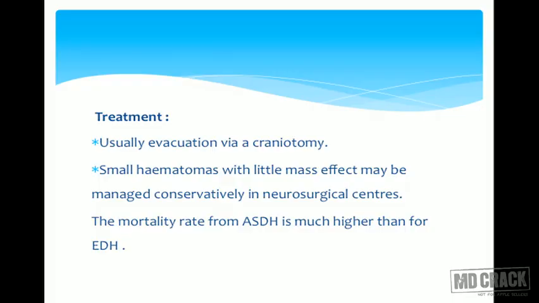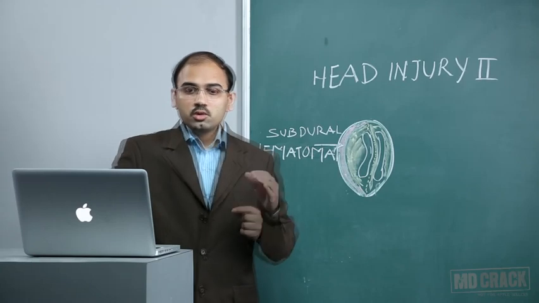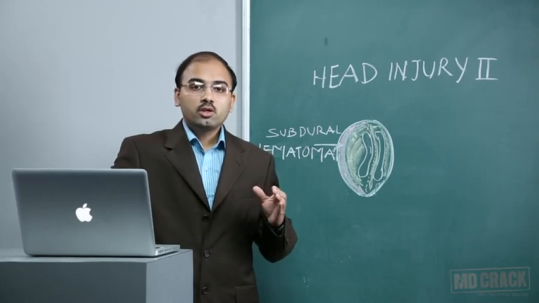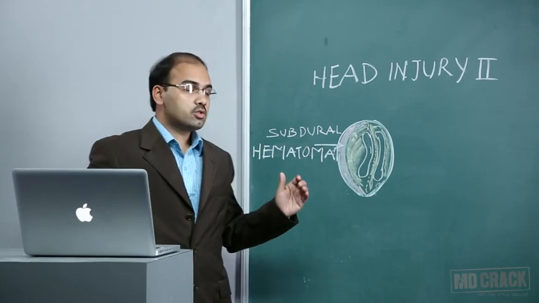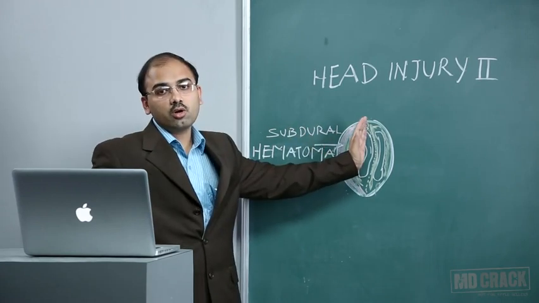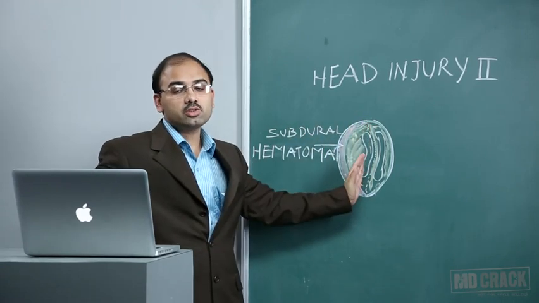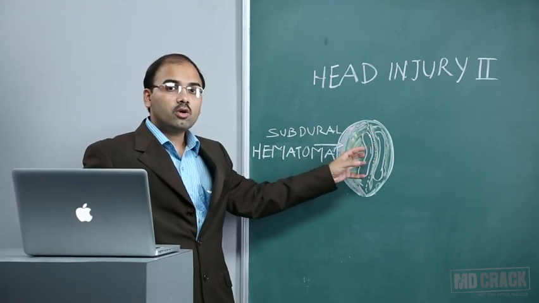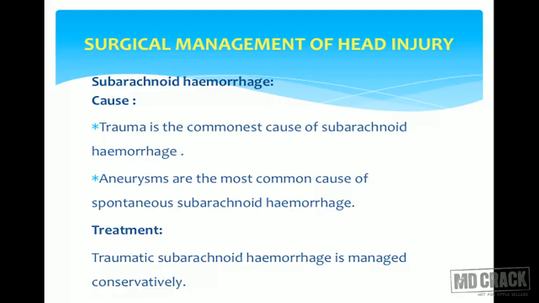What is the treatment? Usually it is evacuated via craniotomy. Small hematomas with little mass effect may be managed conservatively in neurosurgical centers. The mortality rate from acute subdural hematoma is much higher than extradural hematoma. So generally they are evacuated with craniotomy. Now we'll see what is meant by mass effect. Whenever there is diffuse or massive shift of midline brain structures to the opposite side, it is called mass effect.